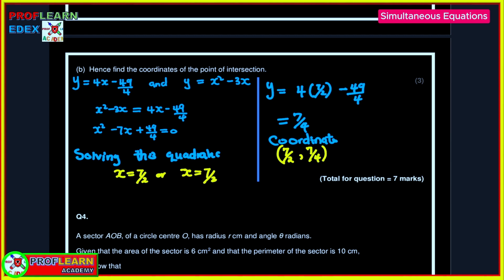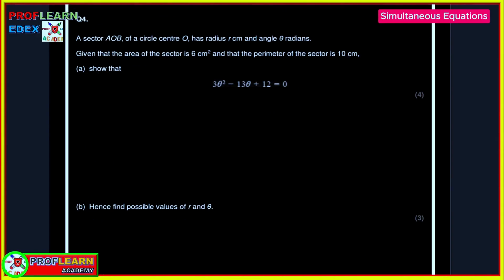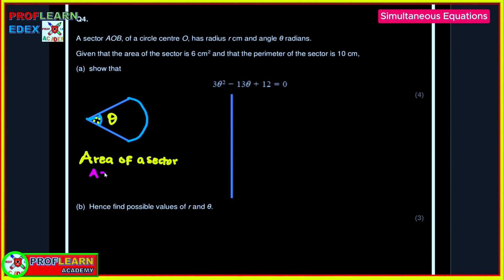We are told that a sector AOB of a circle center O has radius r and angle theta radians. Given that the area of the sector is 6 centimeters square and the perimeter of the sector is 10 centimeters, we are supposed to show that 3 theta squared minus 13 theta plus 12 is 0. We are going to start by sketching and drawing the shape of the sector, and then we shall identify that we have the angle theta, we have the radius, we have the arc length, but we know that area of a sector is given by the formula that is here.